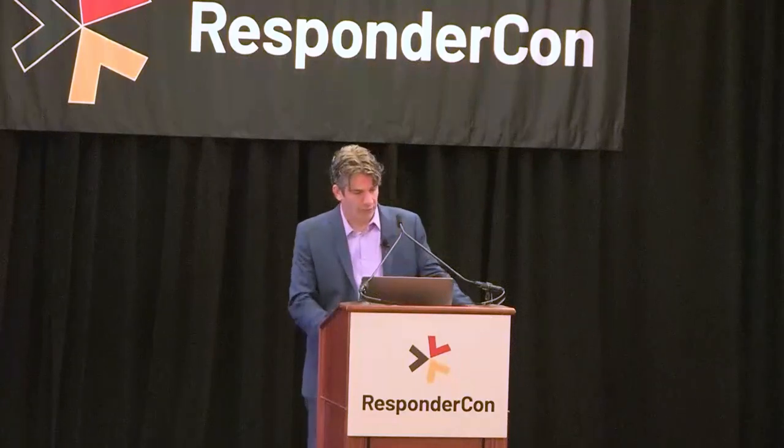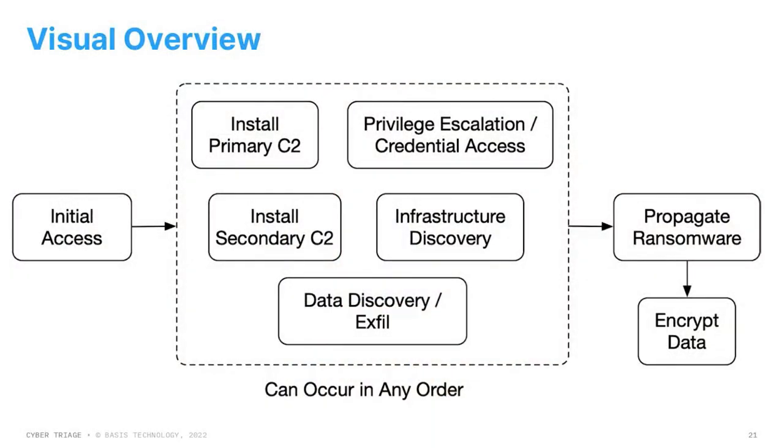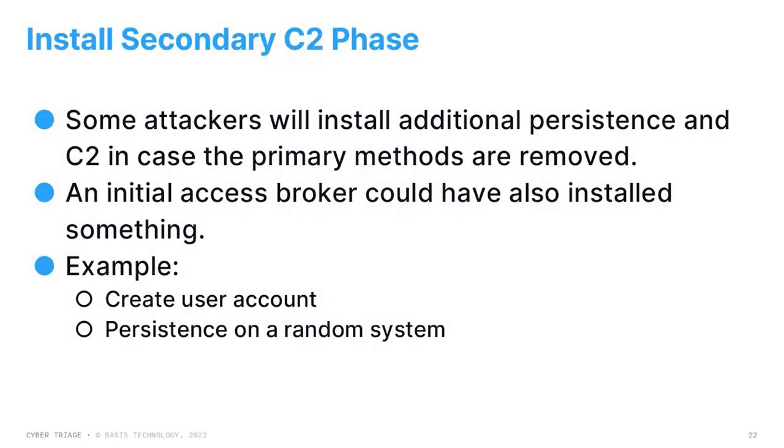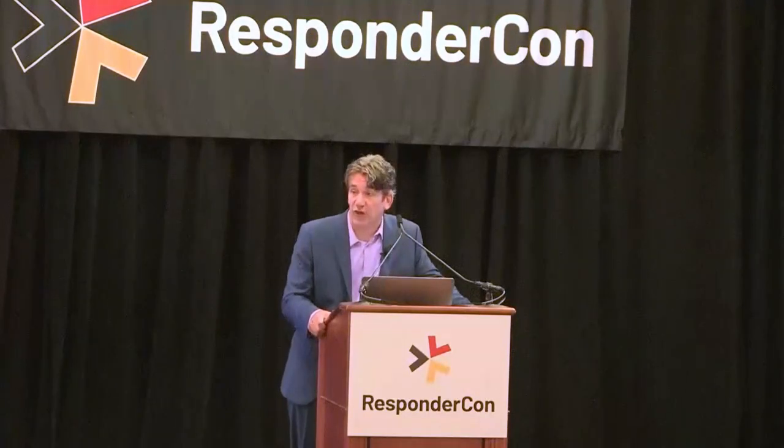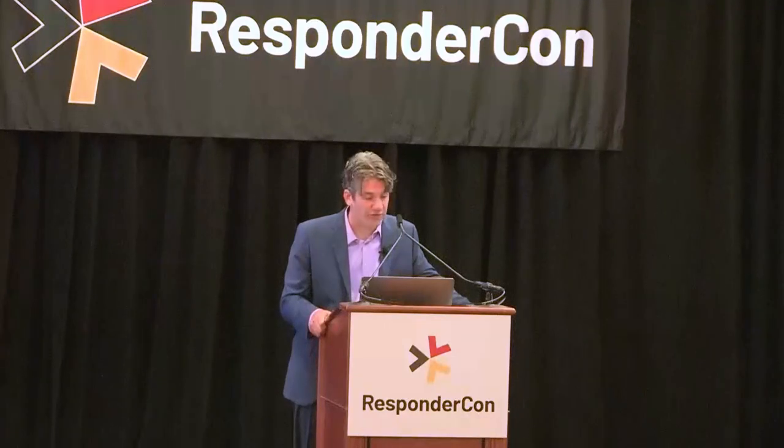So, reviewing our diagram here. Some of the attacks will also have a backup or secondary C2 phase as part of this, with additional persistence in case the primary ones are removed. We saw this in some of the examples before, of adding user accounts or installing other software in there to maintain that persistence.